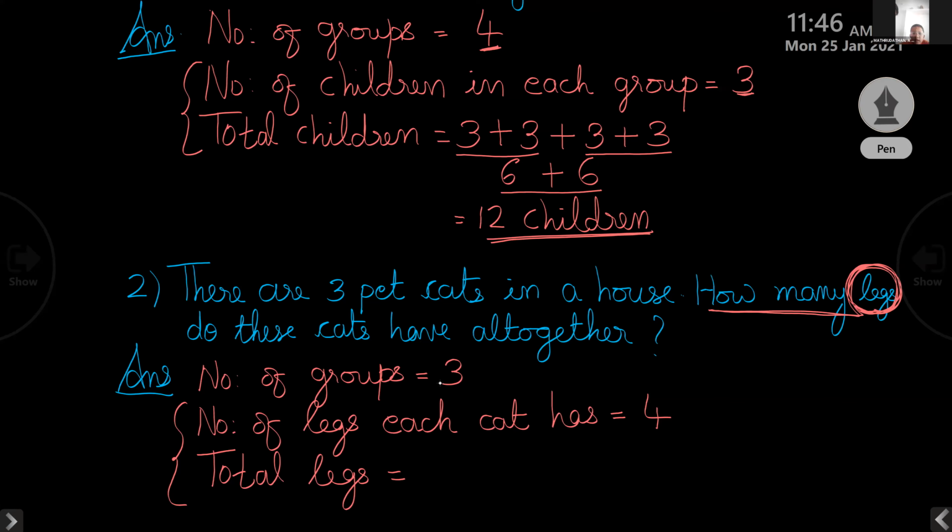Which number is to be repeated and how many times, dear? 4 is to be repeated. And how many times? 3 times. Good. Number of legs is to be repeated according to the number of groups. So 4 plus 4 plus 4. Two 4s together.